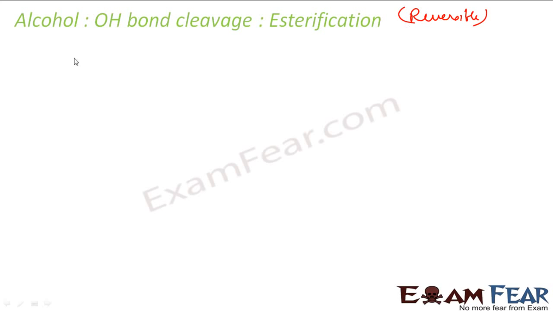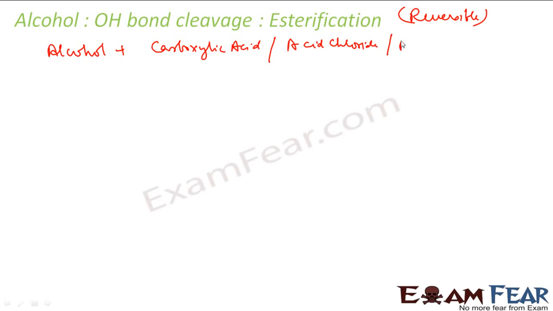So here what we see is alcohol. It reacts with carboxylic acid or acid chloride or acid anhydride. And it gives ester, RCOOR. Correct. Let's see the reactions here.